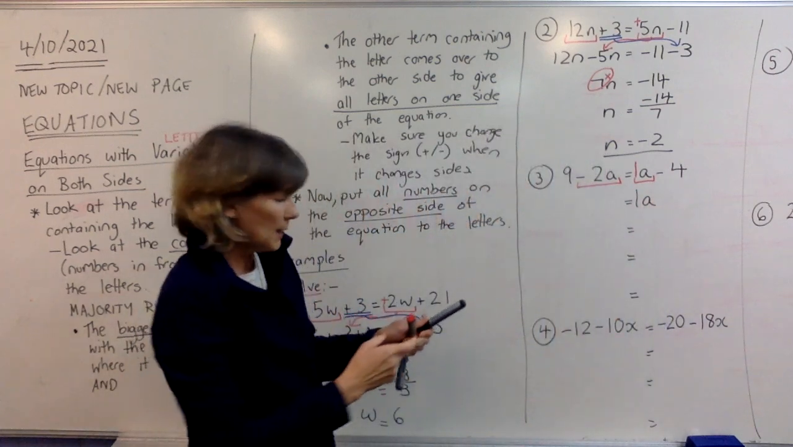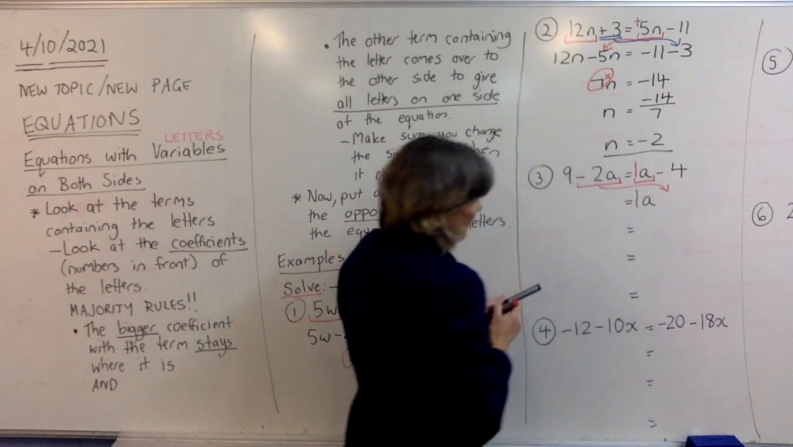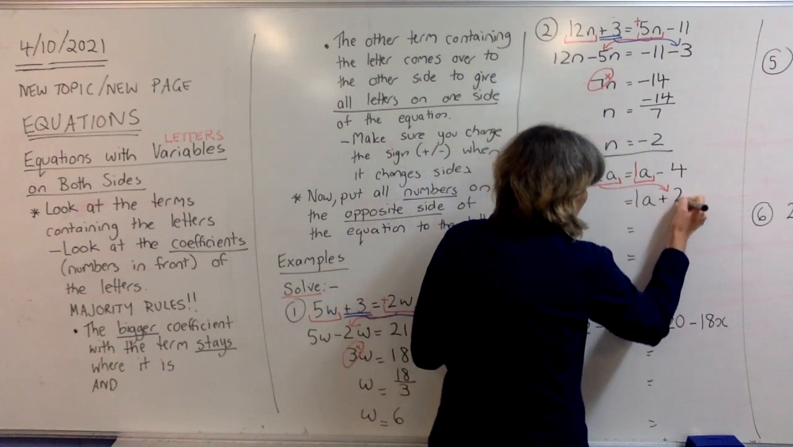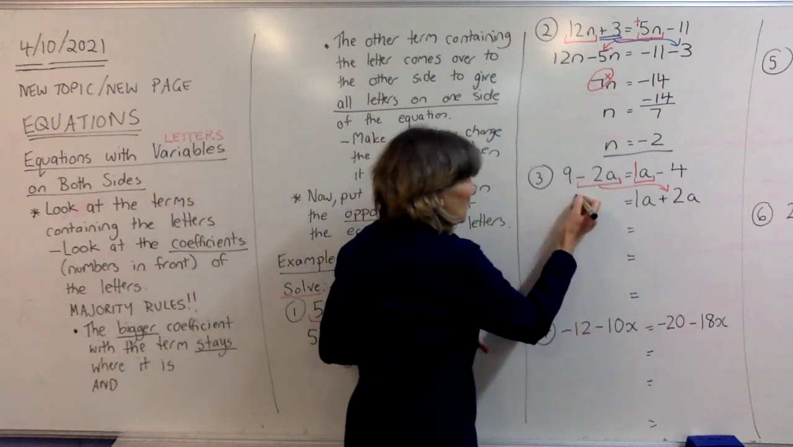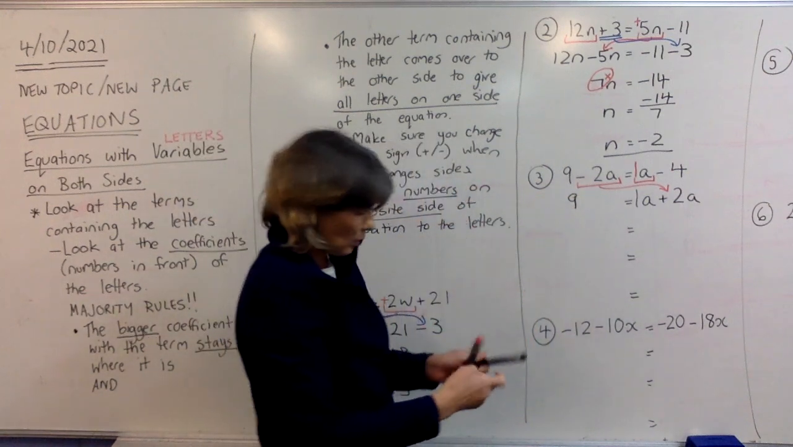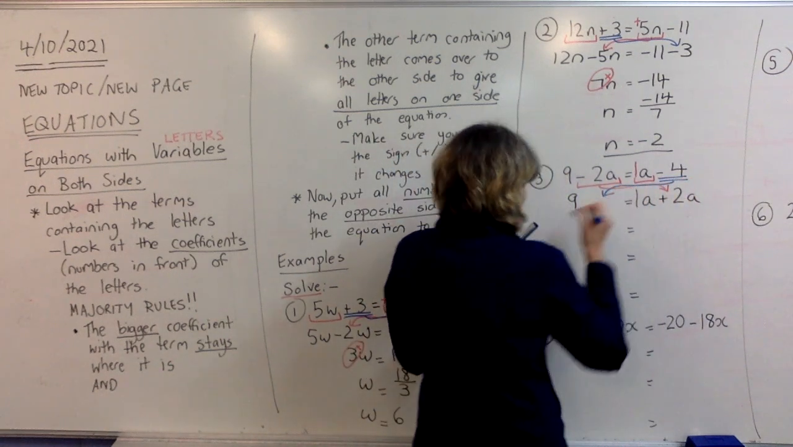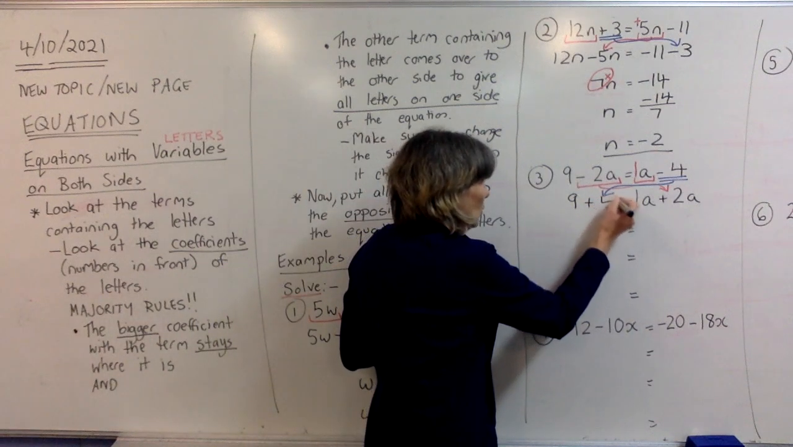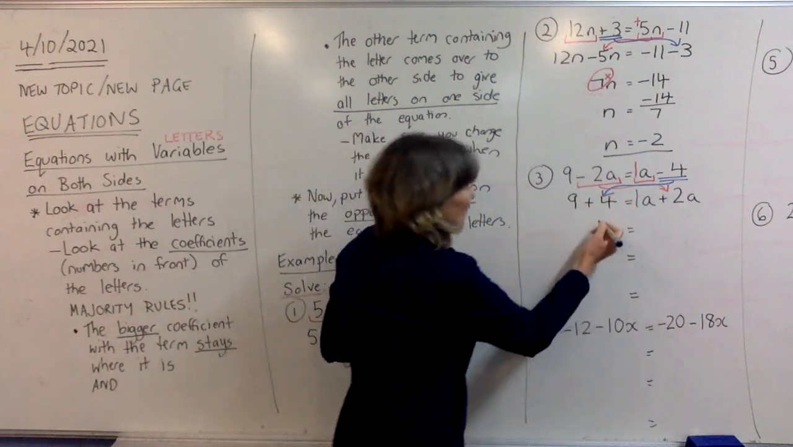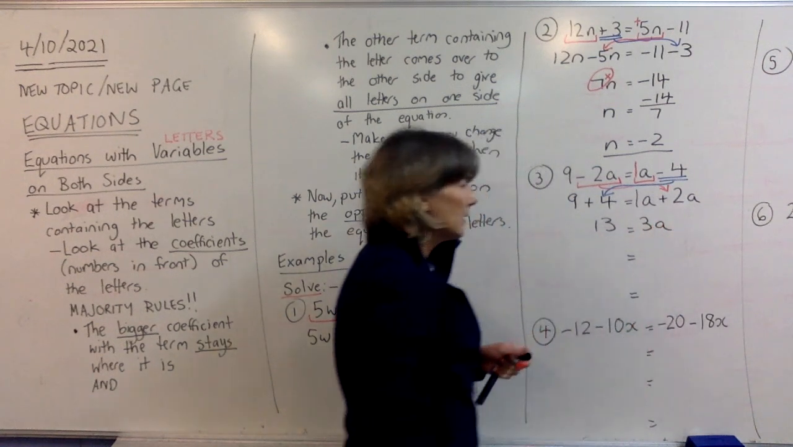The minus 2a is going to come across to join it, and we're doing the opposite sign. So it'll be plus 2a. Our numbers, our 9 is staying here, but our minus 4 has to come across to join it. So when it comes across, we're doing the opposite sign, which will be plus 4. And now we're going to work everything out. So we have a 13 on the left-hand side and a 3a on the right-hand side.